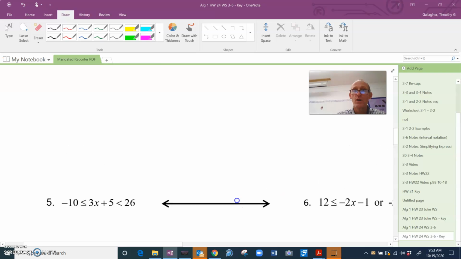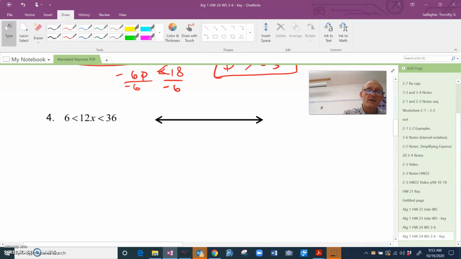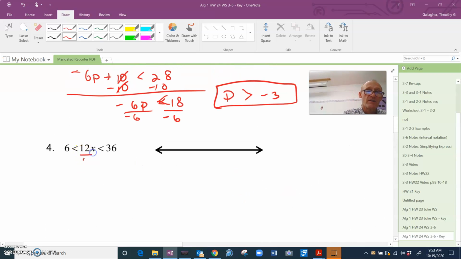All right, our first inequality here, compound inequality. We're going to divide this by 12, this by 12, and this by 12. They cancel each other out, and I end up with x here less than 3 and greater than 1/2. 6 over 12 is 1/2. So here's 0, and then 1/2 I guess we could put right here. 3 we could put over here.